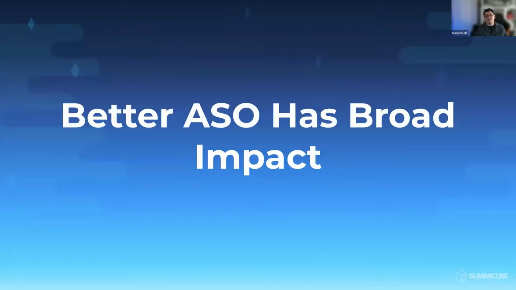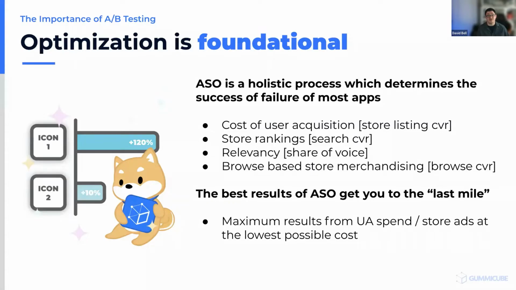First, I think it's important to remember that ASO needs to have a broad impact to be successful, and it really does touch every aspect of your user acquisition. We look at it as a foundational element of user acquisition, and we think of it as a holistic process that really determines the success or failure of most apps. The cost of user acquisition is impacted by what you do on ASO, particularly when you look at your store listing conversion rates. Store rankings are impacted by what you do from an A/B testing and ASO standpoint, because conversion within search determines your ultimate ranking. Your relevancy is determined by ASO.